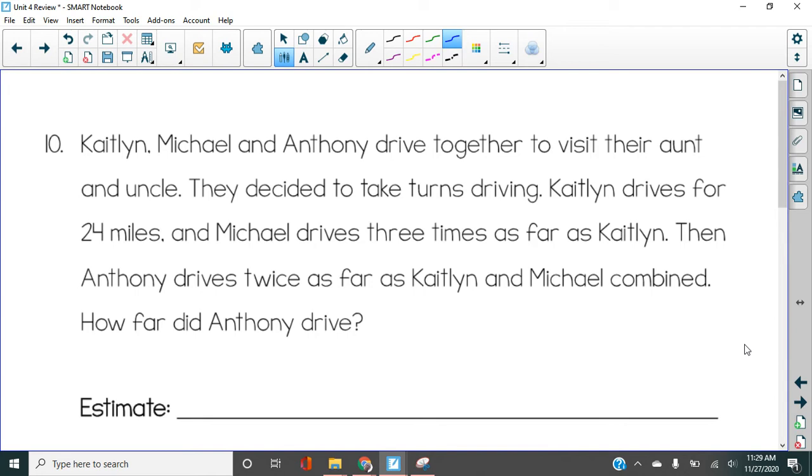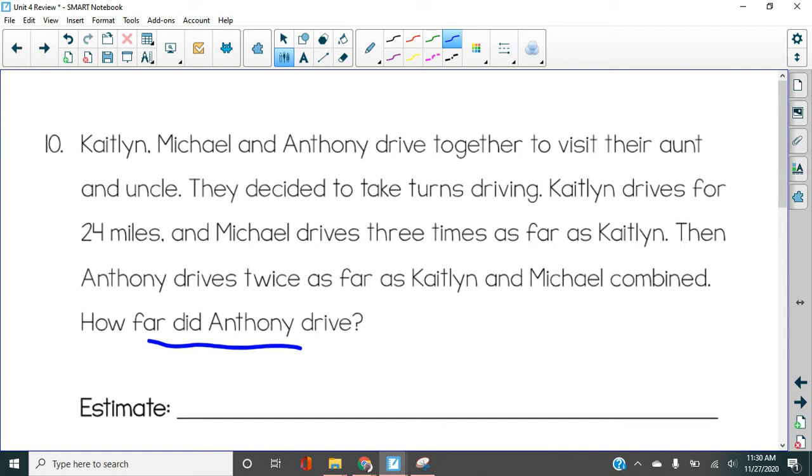All right, here we go. So, what I'm noticing, right? We need to notice everything here. They're going to their aunt's house. Our question is to find out how far Anthony drove. We know how far Caitlin drove, but we don't know how far Michael drove, and we definitely don't know how far Caitlin and Michael drove together. So, what do you think we should do first?